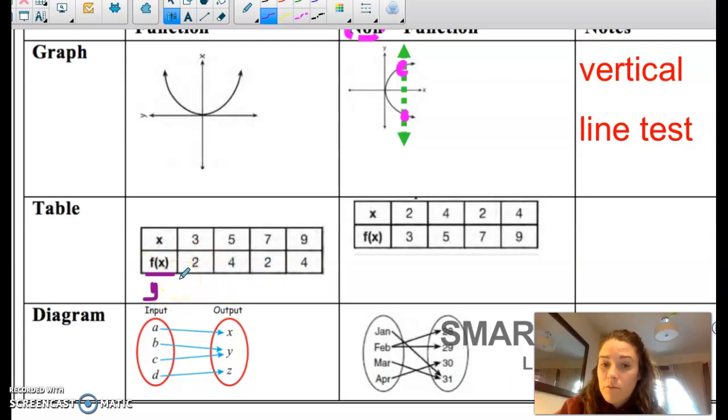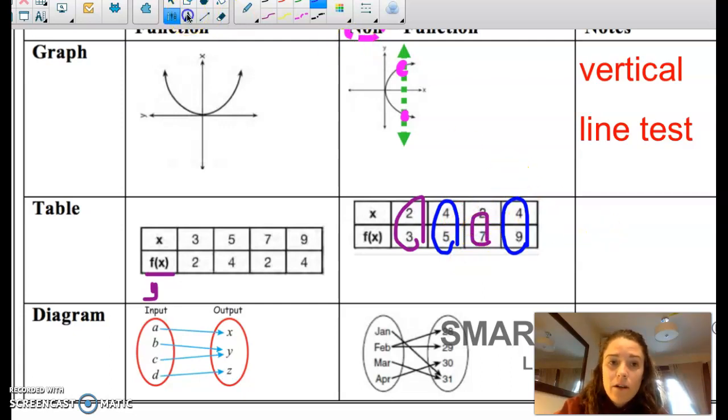That's an output. Now if I go to my non-example, I see 2 goes to 3, 4 goes to 5, but then look, 2 also goes to 7, and 4 also goes to 9. So this tells me that I have inputs that are going to different outputs. That means it is not a function.